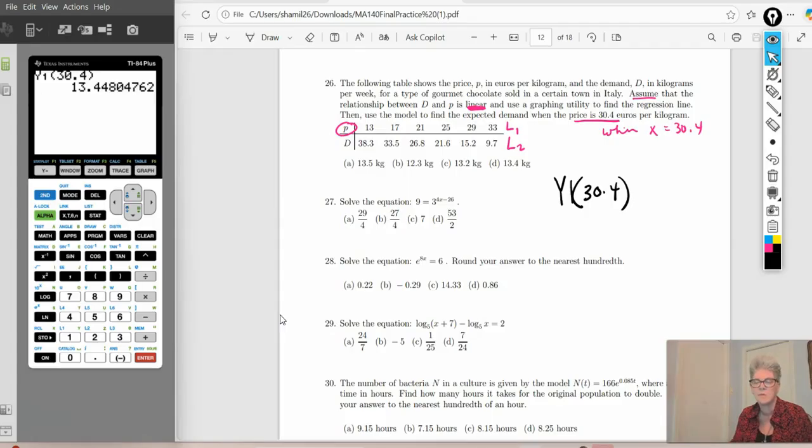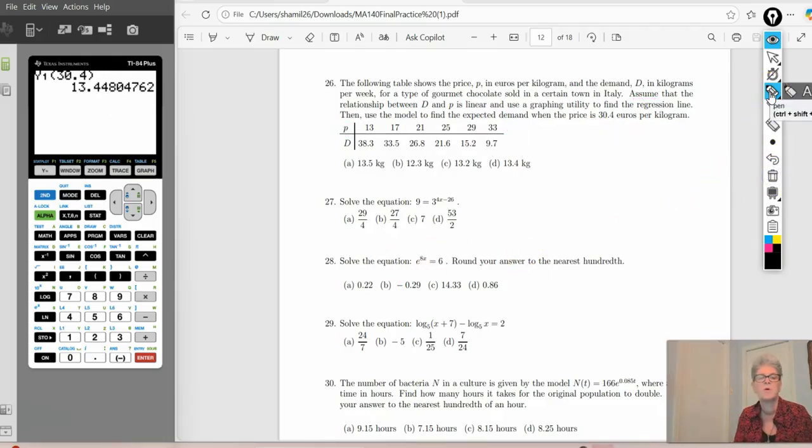Okay. And then we are going to look at the answers. All of the selections there have been rounded to 1 decimal place, so we don't round until the very end. And that 4 there will not change the 4 here. So our answer is going to be 13.4 kilograms. So we have to make sure we're rounding correctly. Okay. And so the answer is D.